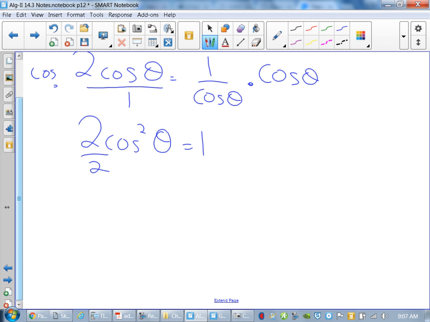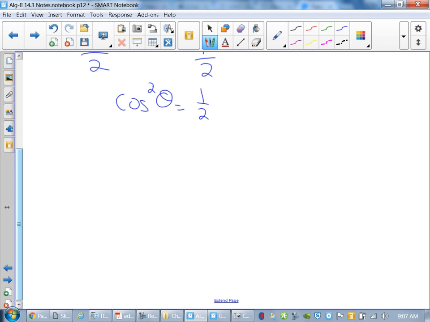Divide by 2, which means now I have to take the square root. So this works out to be what angle has a cosine value of plus or minus 1 over root 2. Now I'm not going to rationalize that because this will help me to remember what angle I'm looking at.